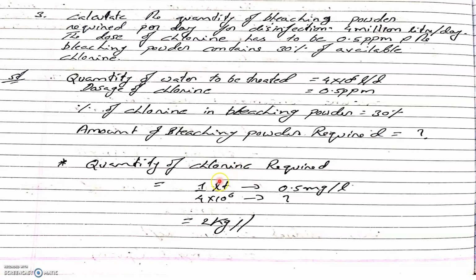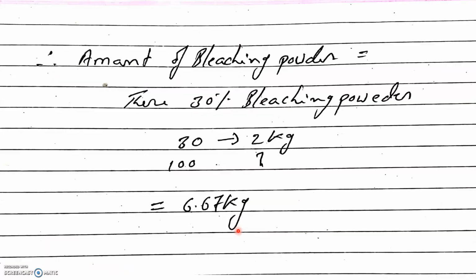The chlorine content for 1 liter is 0.5 mg per liter. For 4 million liters, by cross multiplying, you get 2 kg. Next, the amount of bleaching powder. 30% is chlorine, and you have 2 kg. For 2 kg, by cross multiplication you can find that it is around 6.67 kg. So this is the amount of bleaching powder you require.